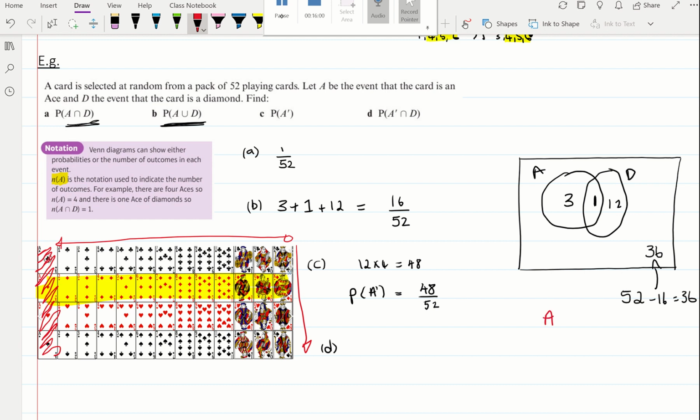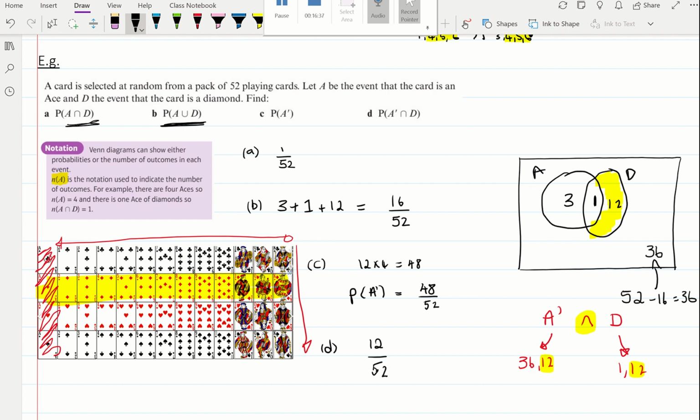I have complement of A and D. Well, the complement of A, not A, is 36 and 12. And D is 1 and 12. Well, what do they have in common? Because it says the intersection. Well, what they have in common is just the part of D that's just the diamond. That's what we're finding. And that is going to be 12 over 52.